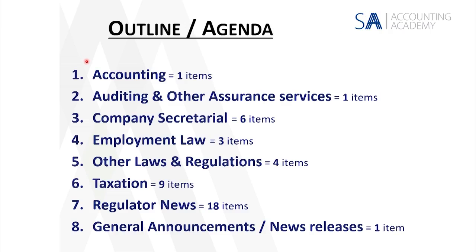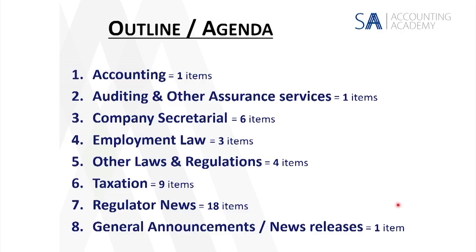Right, so as you can see, these are our normal 8 subcategories, and these are the normal amounts of items that we've got every month. Under accounting, we've got 1, auditing and other assurance 1, company secretarial 6, employment law 3, other laws and regulations 4, which is quite a lot for those 2 items there. Tax only 9 this month. Regulator news as per usual, quite a bit, 18 of them. And under general announcements, just the 1.